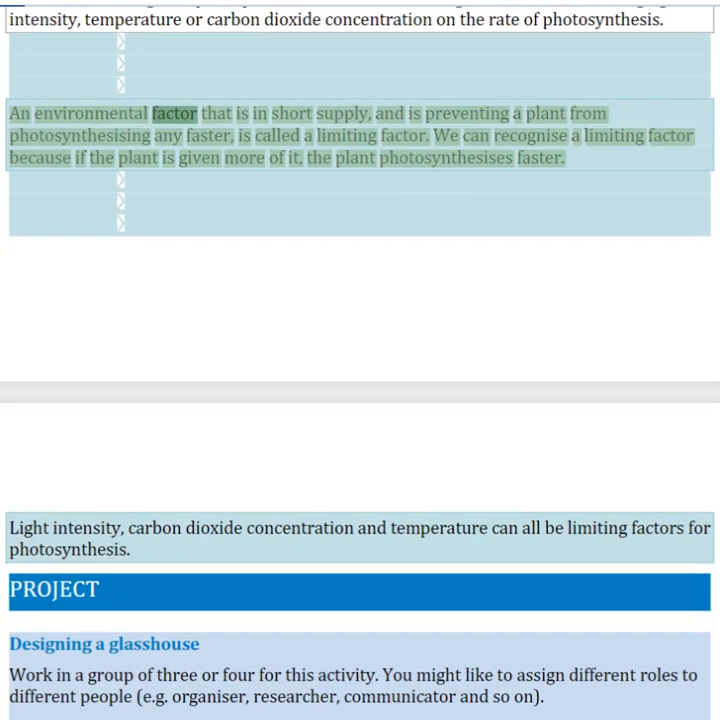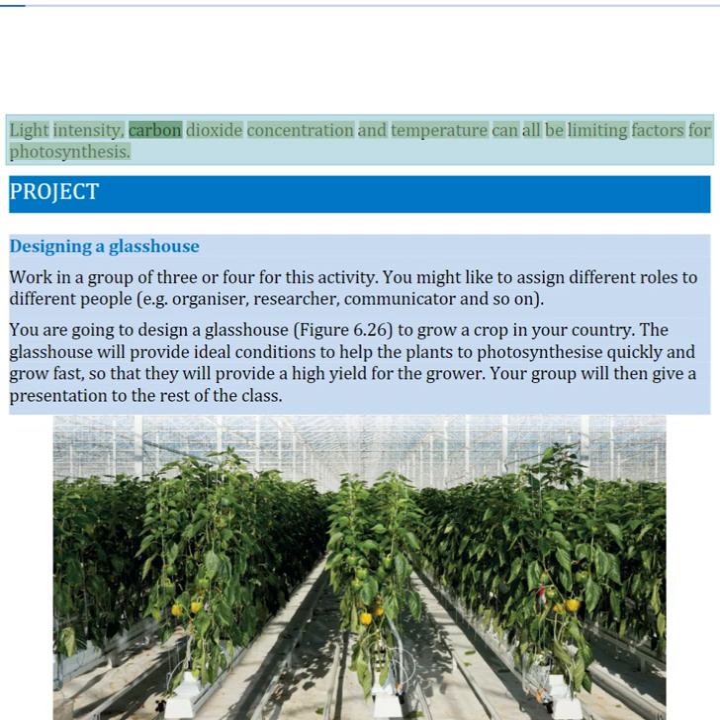An environmental factor that is in short supply, and is preventing a plant from photosynthesizing any faster, is called a limiting factor. We can recognize a limiting factor because if the plant is given more of it, the plant photosynthesizes faster. Light intensity, carbon dioxide concentration and temperature can all be limiting factors for photosynthesis.